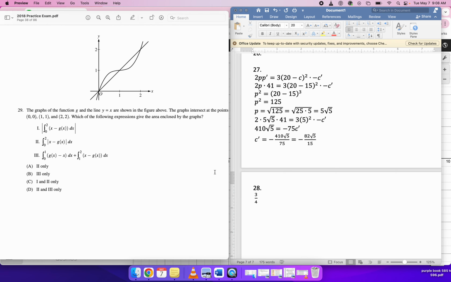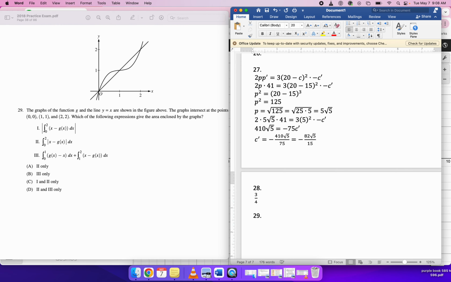29. The graphs of the function g and the line y equals x are shown in the figure above. The graphs intersect at blah, blah, blah. Which of the following expressions gives the area enclosed by the graphs? I think 3 is sort of the traditional way that you would compute this, right? Because the area between two curves is the integral of the top function minus the bottom function.